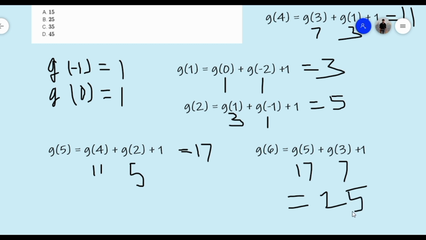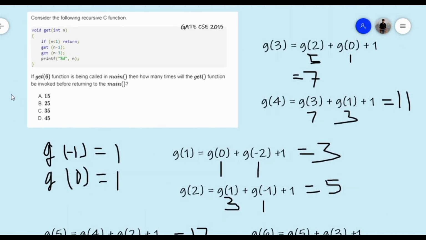So when this get function is invoked with g of 6, the total number of times this get function will be invoked is 25. So our correct option will be option B.